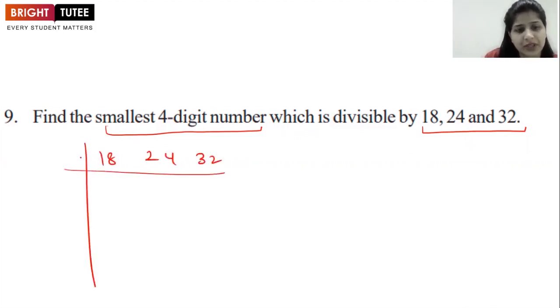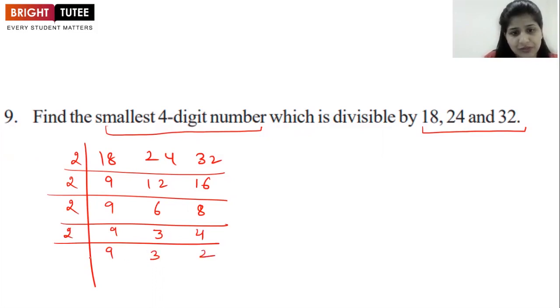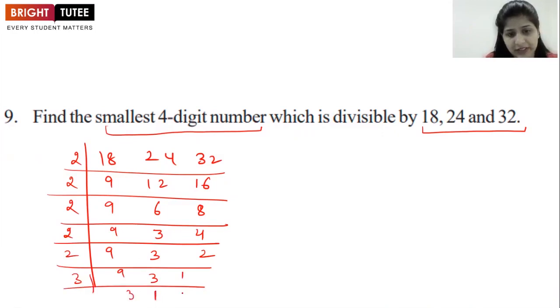Let's just do it. 2 9s are 18, 2 1s are 2, 2 2s are 4, 2 1s are 2, 2 6s are 12. Then again with 2, 2 6s are 12, 2 8s are 16. Then 2 3s are 6 and 2 4s are 8. And again with 2, 2 2s are 4. Again with 2 we will go. Then with 3, 3 3s are 9, 3 1s are 3, 3 1s are 3, and the last will also be with 3. As you can see, at last you will get 1, 1 and 1.